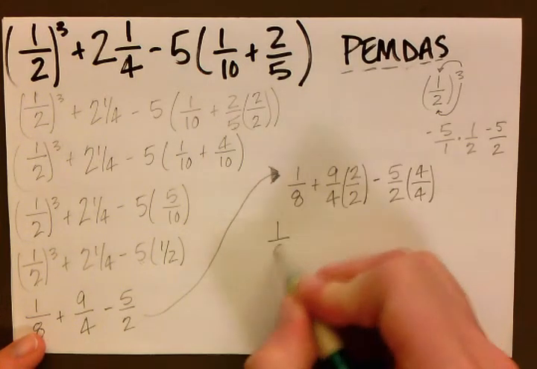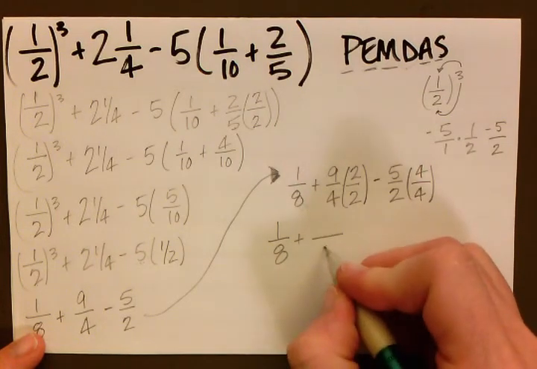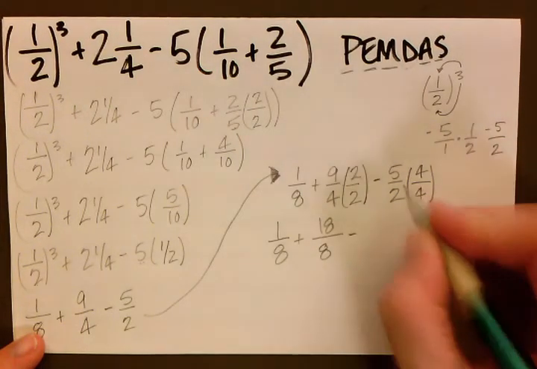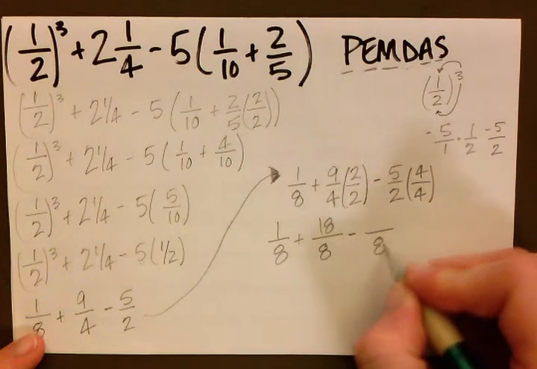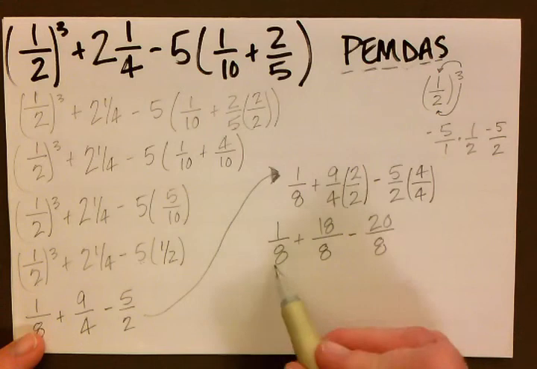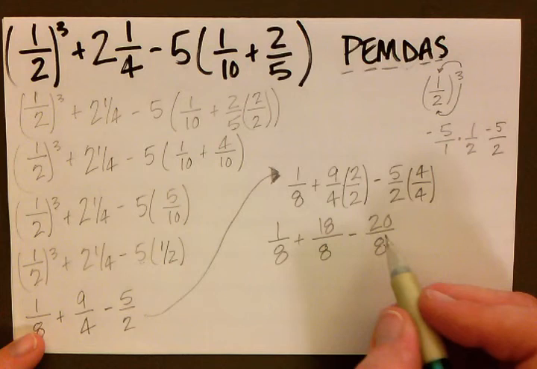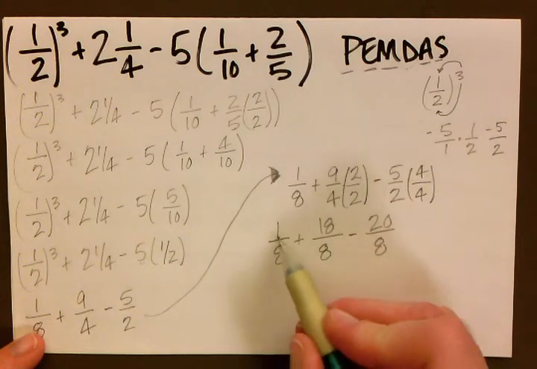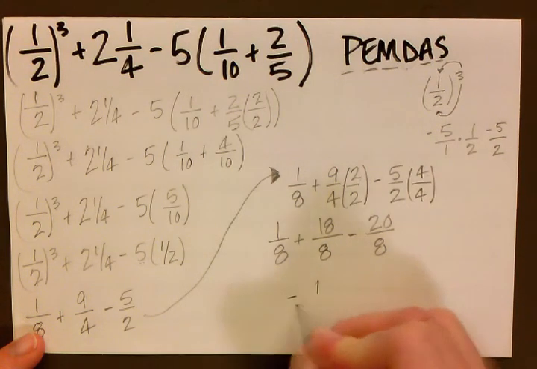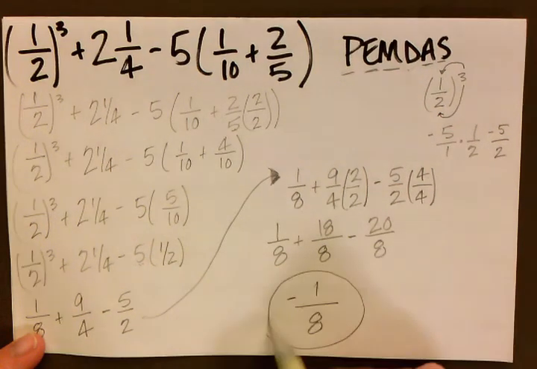Now we have 1/8 plus, 9 times 2 is 18 and 4 times 2 is 8, minus, 5 times 4 is 20 and 2 times 4 is 8. Okay, so now we have common denominators, and now all we have to do is add and subtract the numerators. So we have 1 plus 18 is 19, minus 20 is going to give us negative 1. Our common denominator is 8, and so our final answer is negative 1/8.